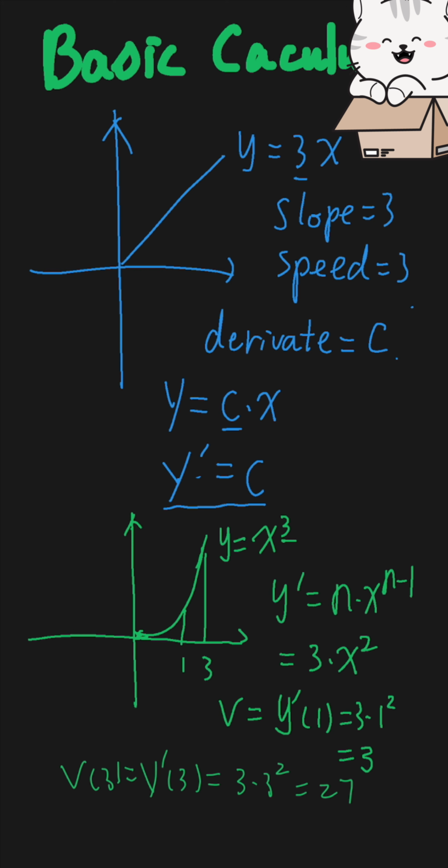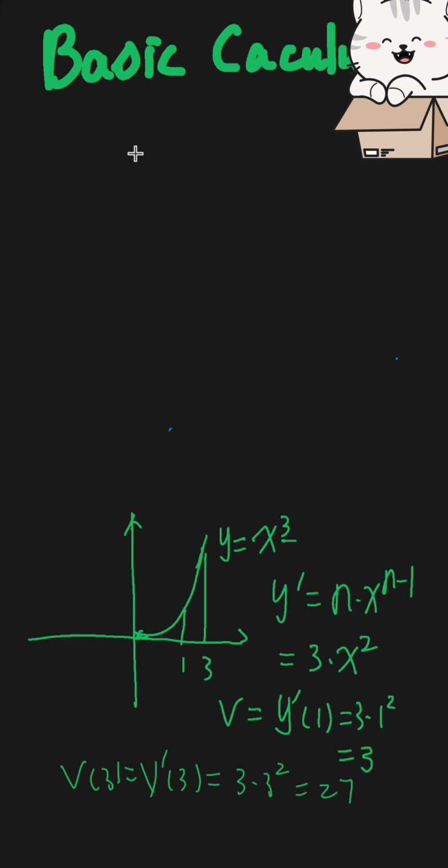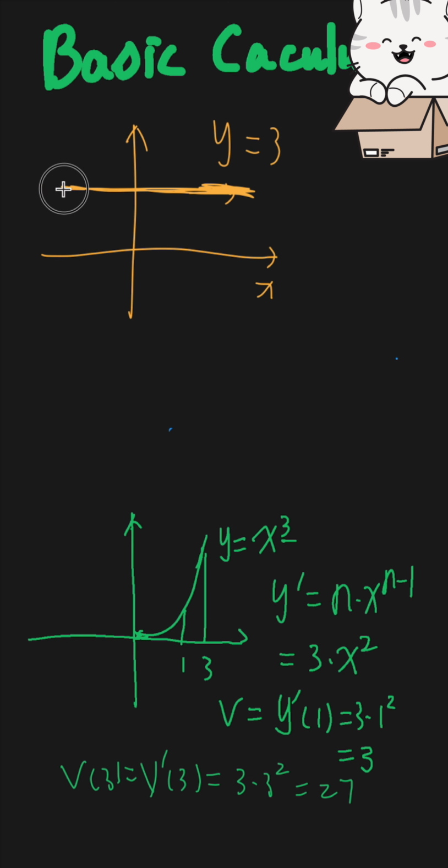And let's see if we can get another example. If you have a function which is y is equal to 3, it means your distance stays the same all the time. In our daily language, it means the car is not moving at all. So if the car is not moving at all, the speed is 0. So for any function like this with a constant number, we can express it as y is equal to c, and c is a constant number. For such a function, its derivative is always 0.